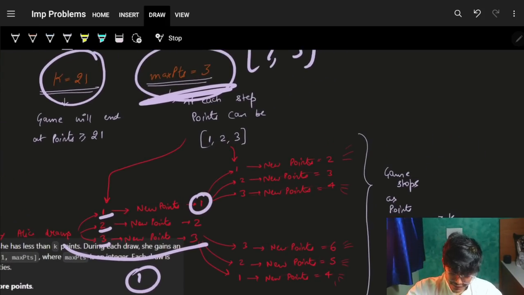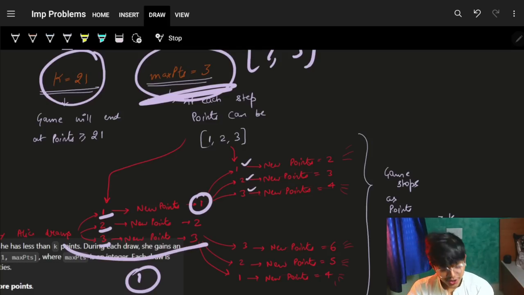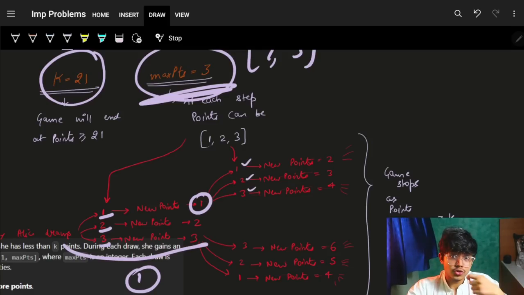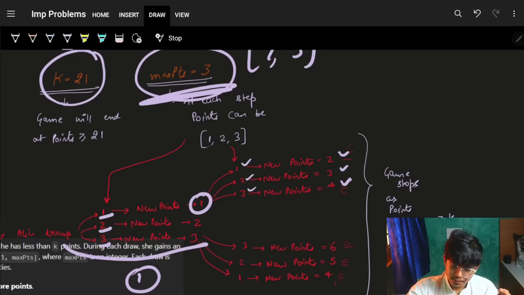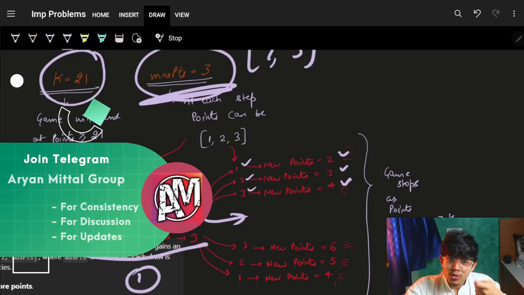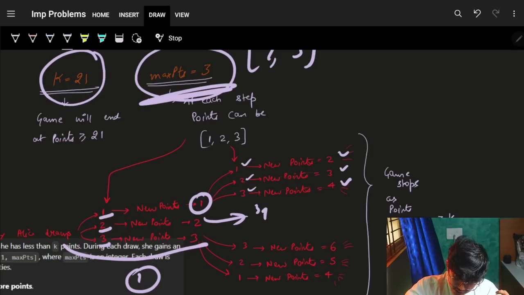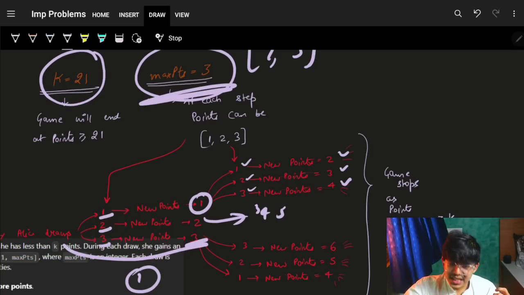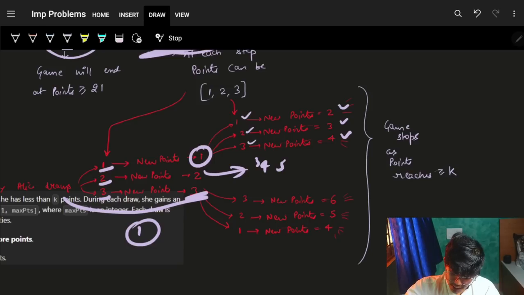Now, at this point, when Alice has only one point, she again has three options. She can choose 1, 2, or 3 as a card. So the new points will become 2, 3, and 4. Again, for this 2, she would have 3 options, so the new points would become 3, 4, and 5. For this 3, she again has 3 options. It will become 4, 5, and 6.